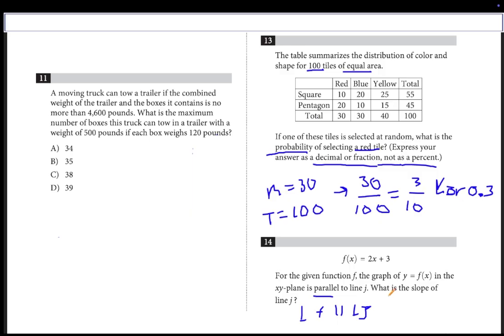So for a parallel line, the key concept is that parallel lines have equal slopes. So their m's are equal. So based on this equation, we can see the slope of f is 2. Slope of f is 2. So that means this m over here is equal to this m over here. So the slope of line f is 2, therefore the slope of line j is 2, making the answer 2.